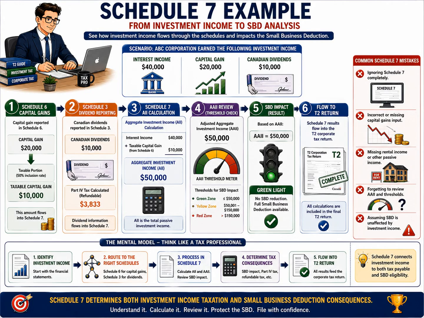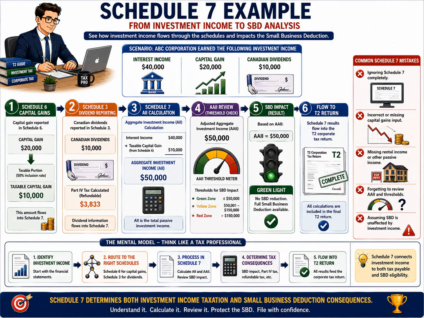Let's look at the capital gain first. The $20,000 capital gain is reported in Schedule 6. Because only 50% of a capital gain is taxable for tax purposes, Schedule 6 calculates a taxable capital gain of $10,000. That taxable amount is then transferred into Schedule 7.